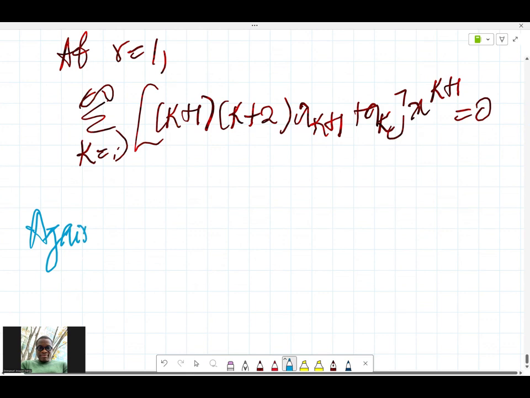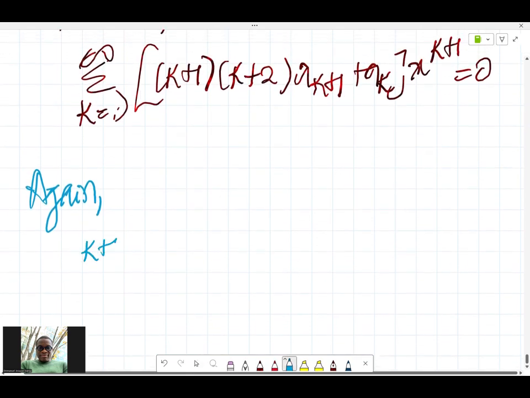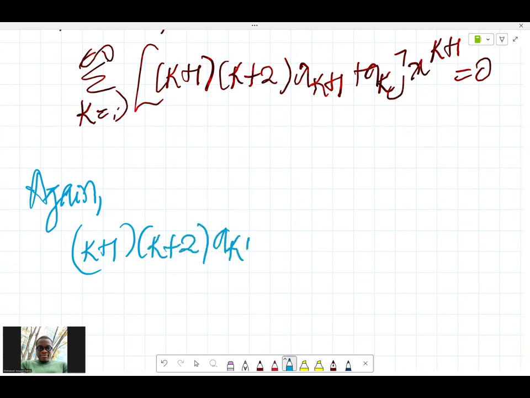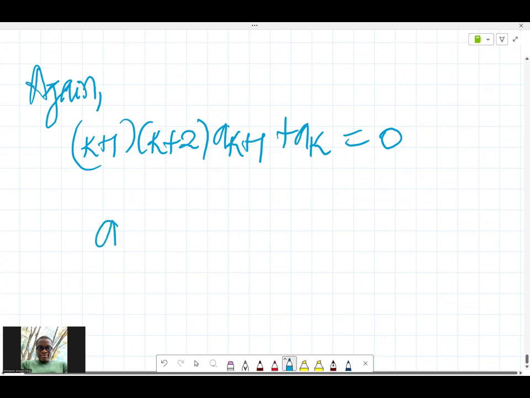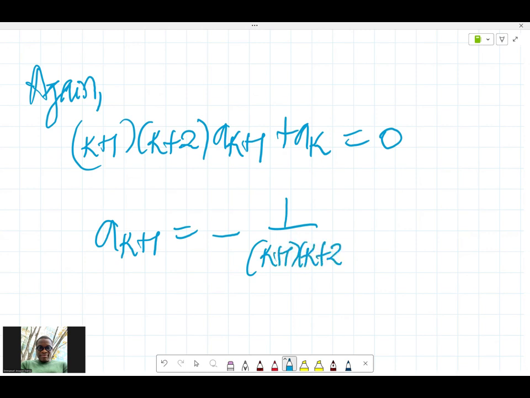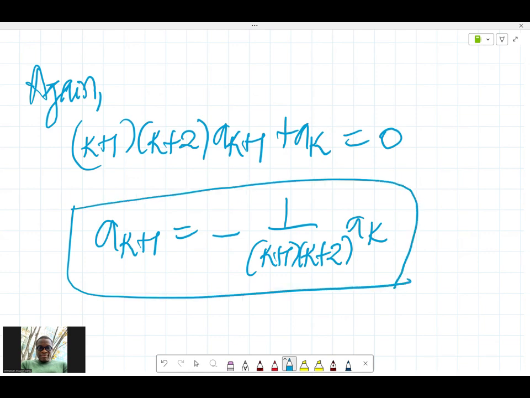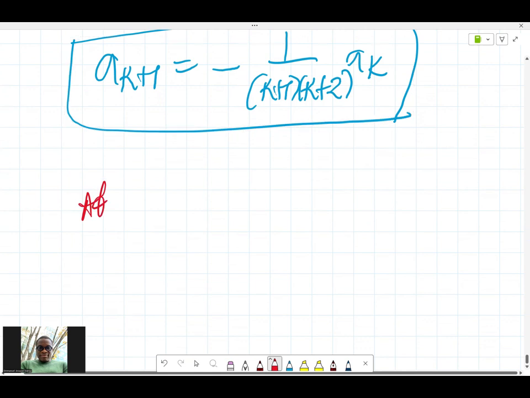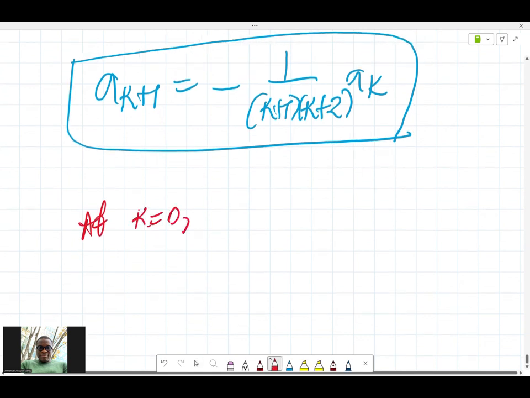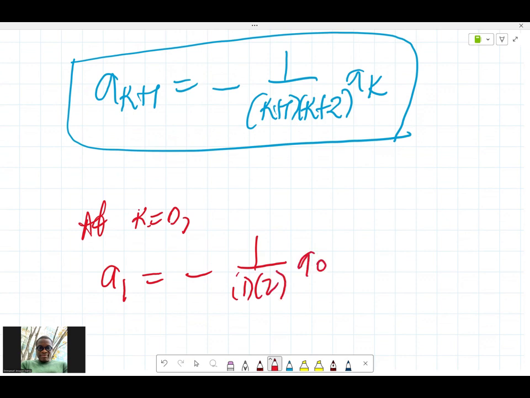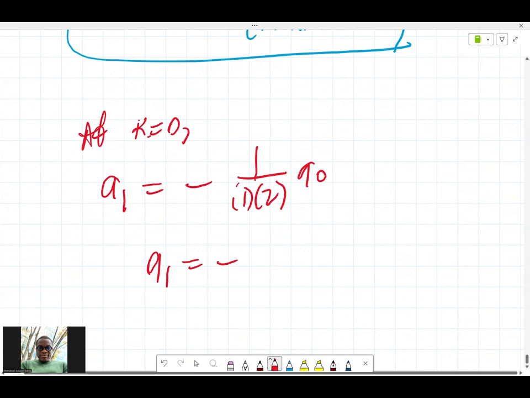So for the recursive equation, we have k plus 1 into k plus 2, a k plus 1 plus ak equals 0. That's what we should have. So in short, a k plus 1 is equal to minus 1 over k plus 1, k plus 2, ak. So we have this expression, and we can now go one after the other. So at k equals 0, we have a naught. So we get a1 equals minus 1 over, because k is 0 now, 1 into 2, then a naught. So we simply know that a1 is equal to minus 1 over 2 a naught.